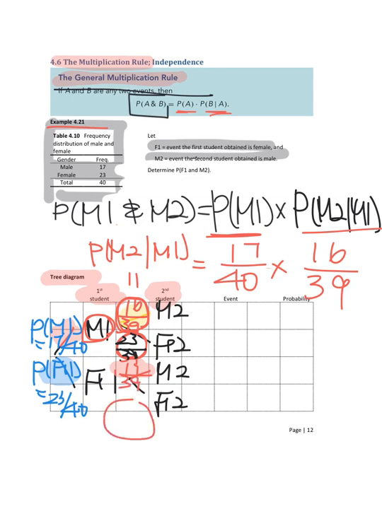And the very last one, we knew a female was selected. So now, how many females? 22 out of 39.